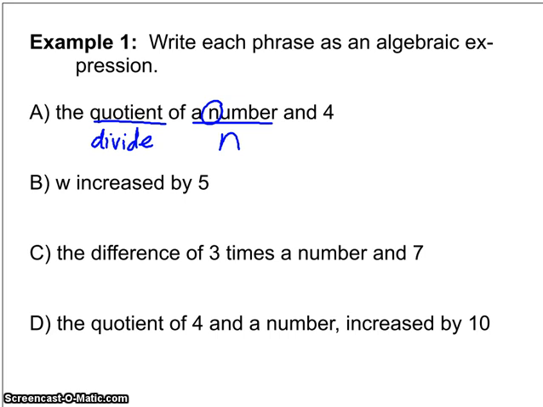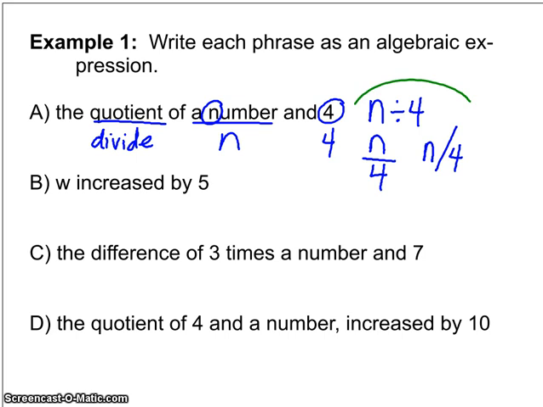So we're finding the quotient of a number and 4. That's our constant. That's what we know. So obviously we have the n and 4 here, and we're going to be dividing them. Now in this case, we're taking the quotient of n and a number. So this would be n divided by 4. It could also be written like a fraction, n divided by 4, or n divided by 4, all of which are acceptable answers. Okay. Letter B.